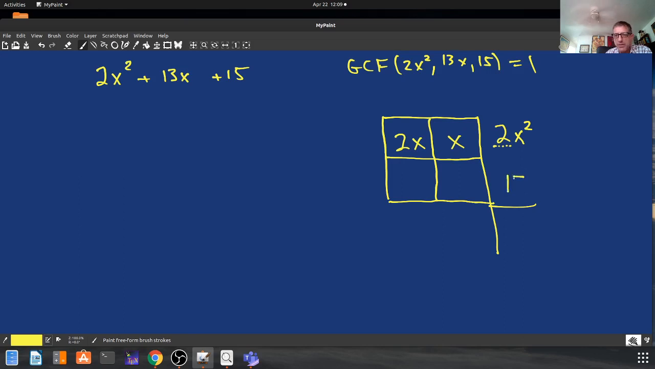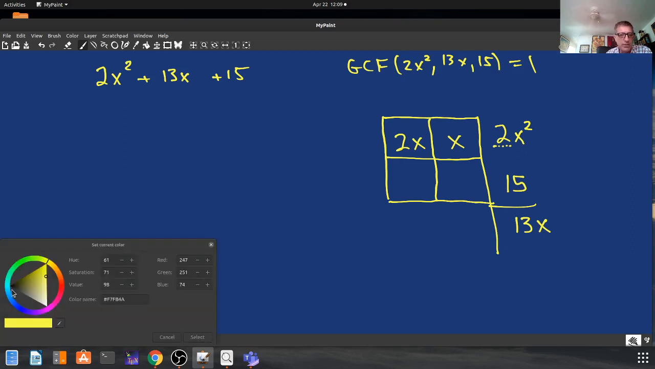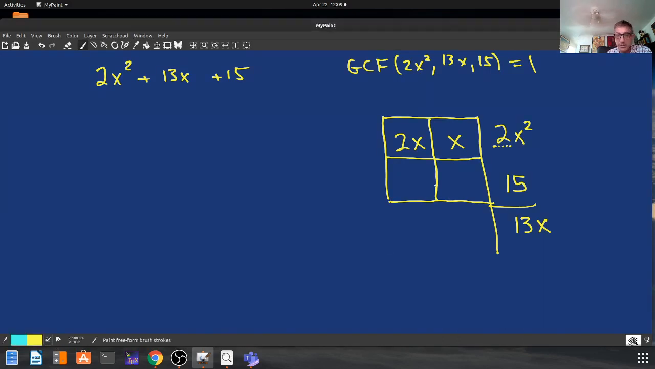Now I want to get 15 as my constant term and 13x here. 15 has a lot of factors, so let's try the obvious one. And this is, again, where the work comes in: the guessing and the checking. Let's try 3 times 5. Well, 2x times 3 is 6x, and 5 times x is 5x. 6x plus 5x is 11x, and that's not what we want. We want 13x.